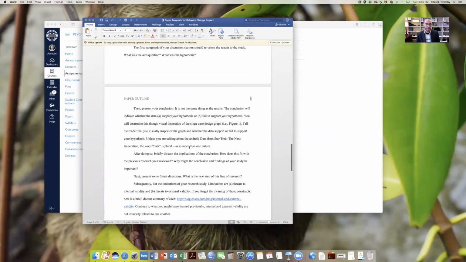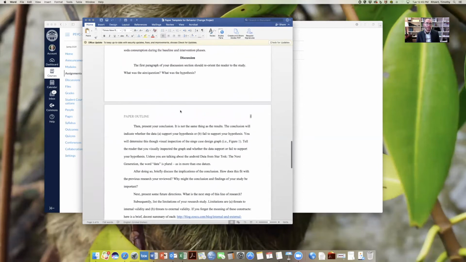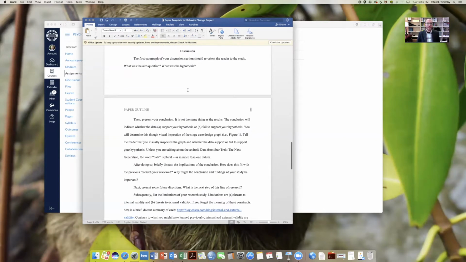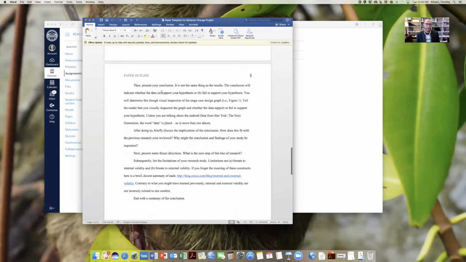For the discussion section, you'll do a few things. First, reorient the reader to your study and summarize what the main aim of the study was and what your hypothesis was. So imagine that someone might be starting out reading your paper at the discussion. So remind them what the aim was, remind them what you predicted. Next, present your conclusion and evaluate whether the results and the data that you collected either support or fail to support your hypothesis. And that's really the core part of the discussion, when you interpret your data and make that decision.